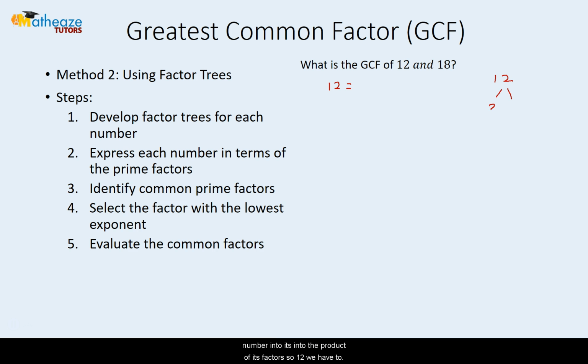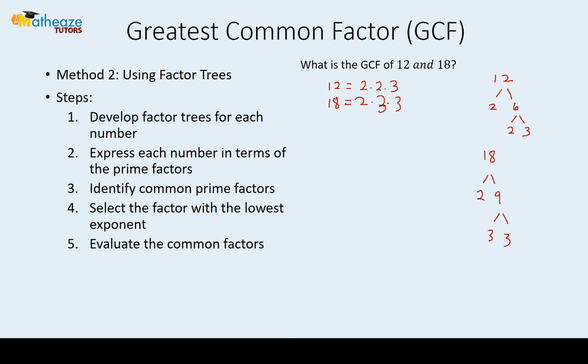So 12, we have 2, and we have 6 over here, and here we have 2, and then we have 3. So 12 is 2 times 2 times 3. Let's look at 18. We have 2 and 9, and we have 3 and 3. So it's 2 times 3 times 3.